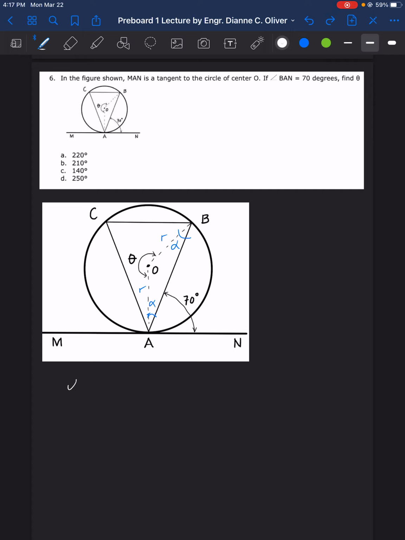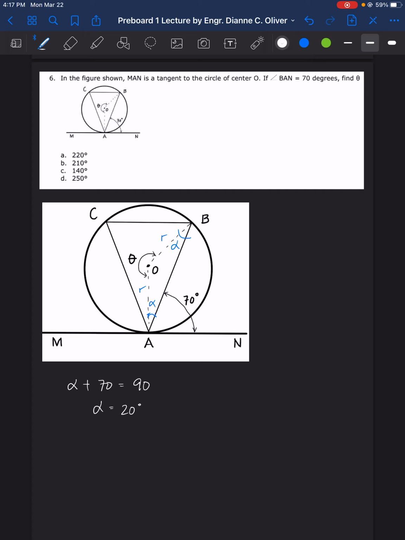So, we can conclude that alpha plus 70 degrees is equal to 90 degrees, because whatever line is tangent to the circle, the radius will always be perpendicular to it, to the point of intersection here. It will always be perpendicular to the tangent line. Therefore, alpha is equal to 20 degrees.